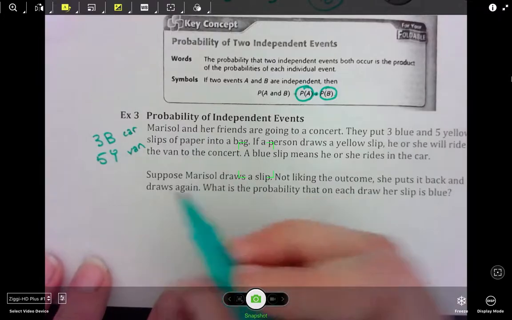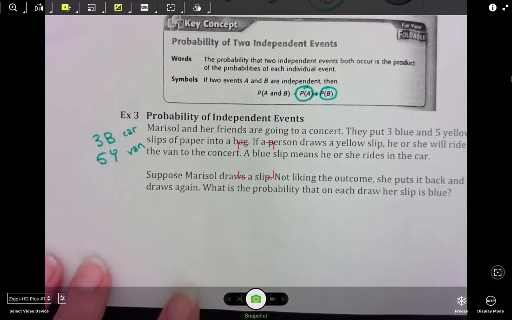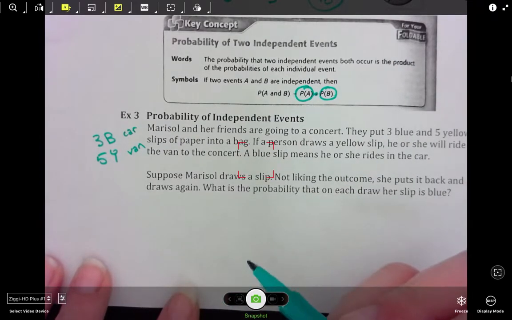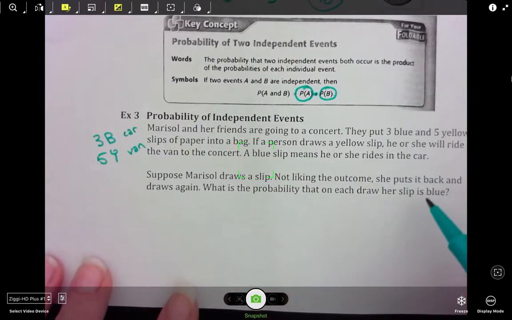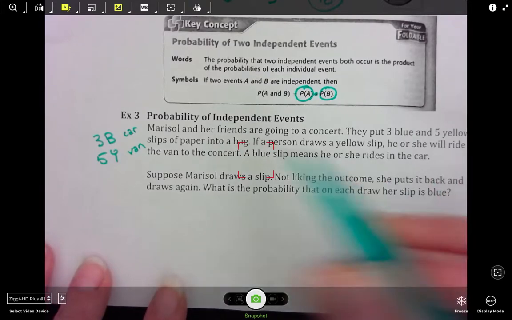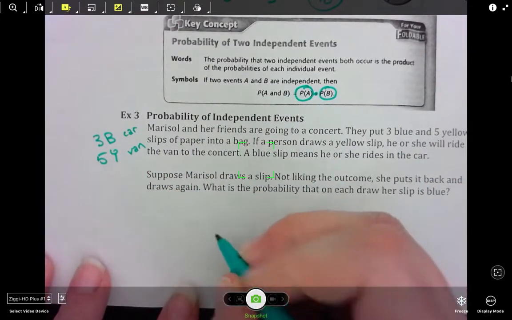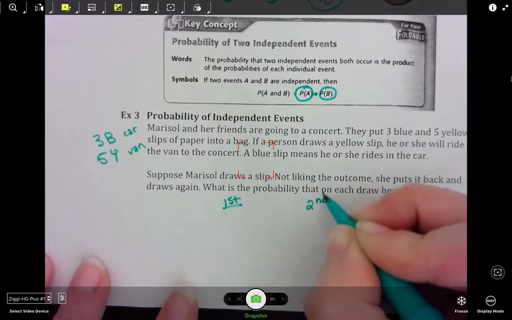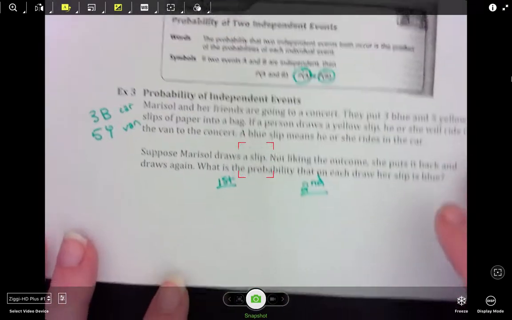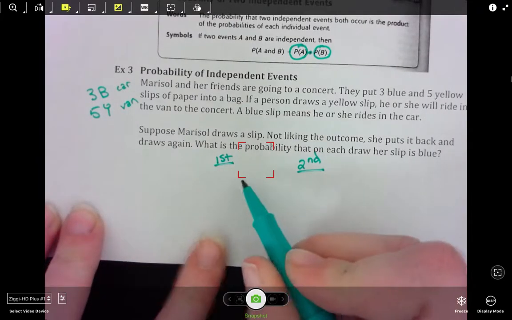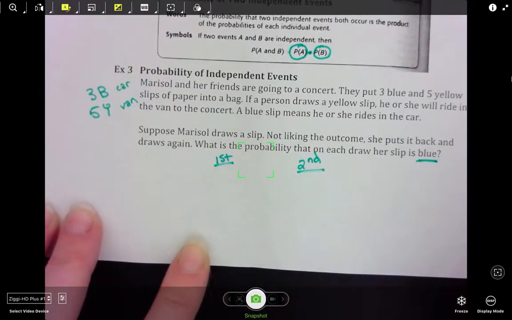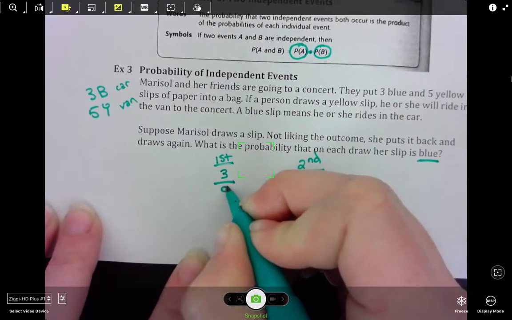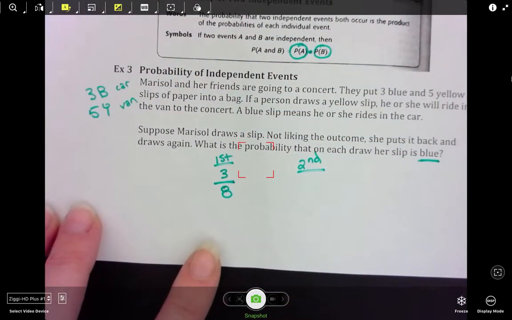All right. Suppose Mary Saul draws a slip and she does not like the outcome. So she puts it back and draws again. What is the probability that on each draw her slip is blue? So we're just going to do this one at a time. Here is my first draw and here is my second draw. Don't try to do them both together yet. The first draw, I want to know what's the probability of it being blue. There are 3 blue slips out of a total of 8. So there's 3 out of 8.